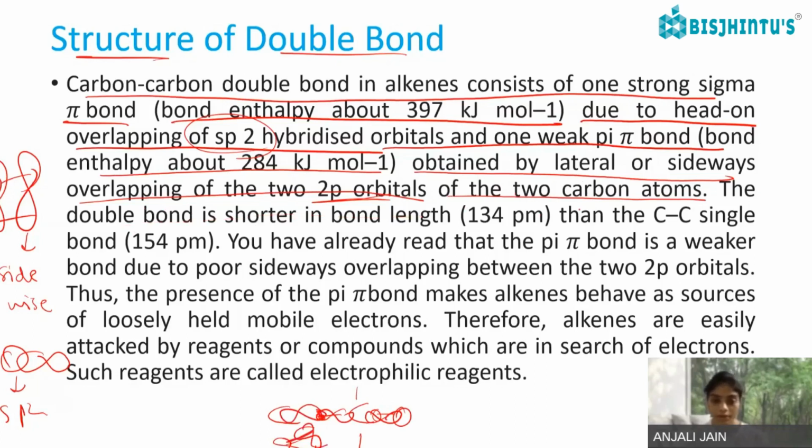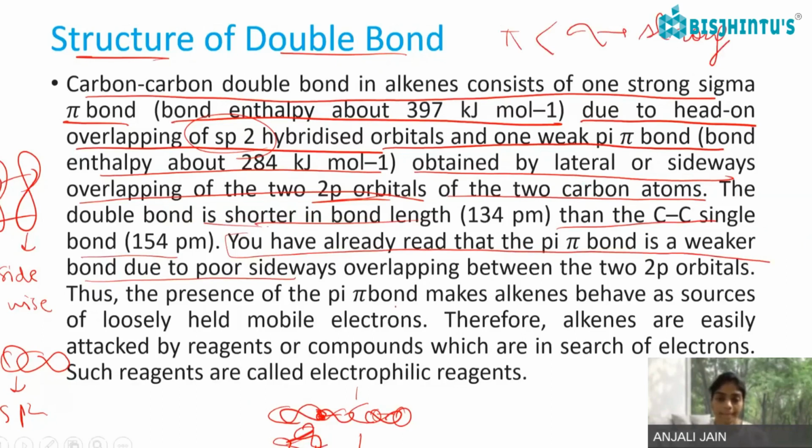The double bond is shorter in bond length than the carbon-carbon single bond. If the bond length is short, it will be more stable. You already read that the pi bond is weaker due to poor sidewise overlap. The pi bond is weaker than the sigma bond, and we can say that the sigma bond is strong.